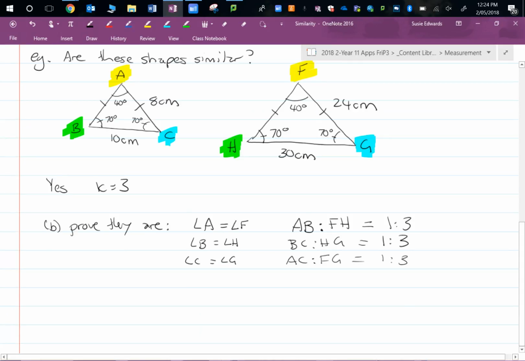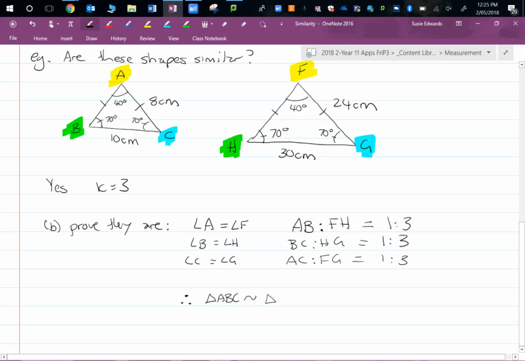So this way I'm showing you that all the angles are the same. All of the side lengths are in the same ratio. So therefore the two triangles are similar. Therefore is a triangle with dots, like that. Triangle with dots. That means therefore. Therefore, triangle, what symbol do you reckon we use for triangle? A triangle. Triangle ABC is similar to, what sign do I use for similar? Squiggly line.